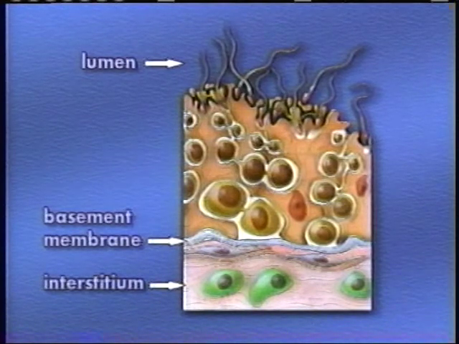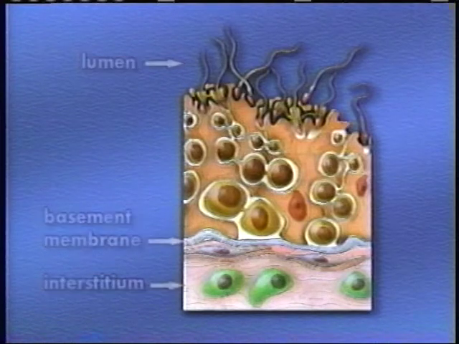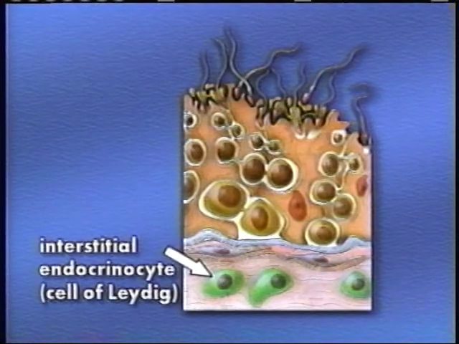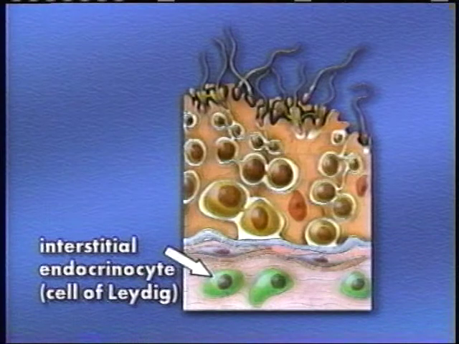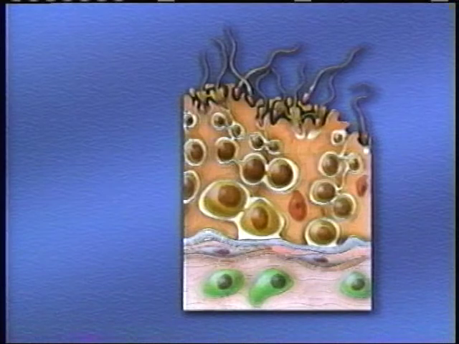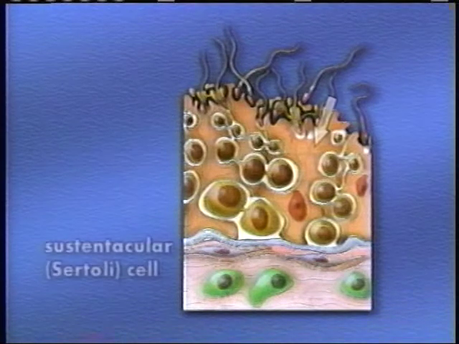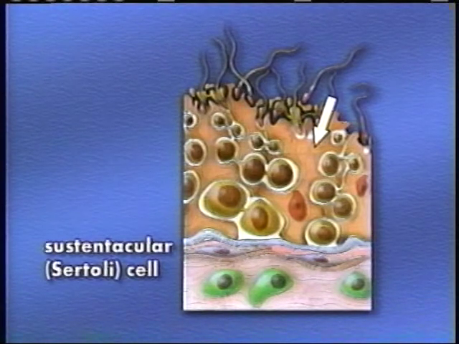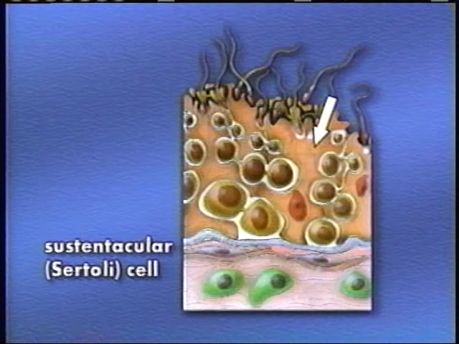Lying in the interstitium of connective tissue between adjacent tubules are the interstitial endocrinocytes, or cells of Leydig. Their most important secretion is the hormone testosterone. This hormone plays several different roles in the development and function of male reproductive organs throughout puberty and adulthood. Another cell type that is found inside the seminiferous tubule is the sustentacular, or Sertoli cell. This cell nourishes and supports developing sperm within the tubule.